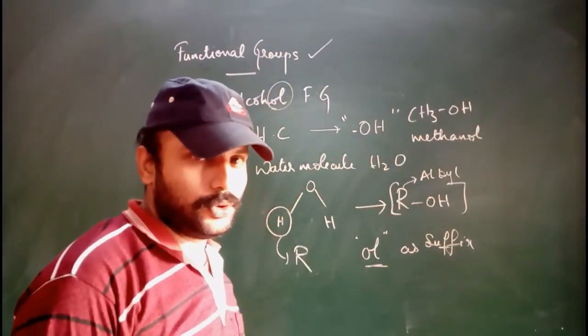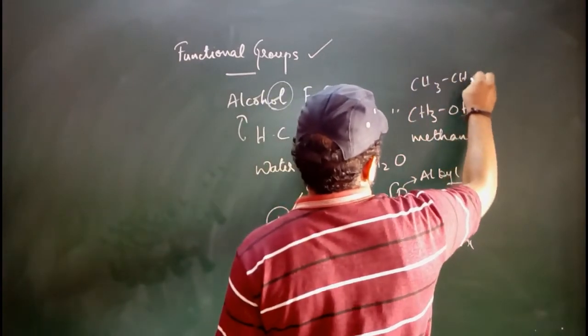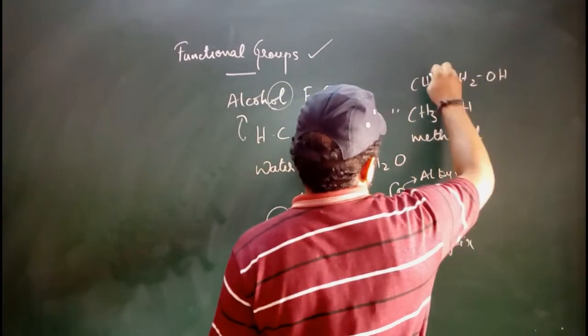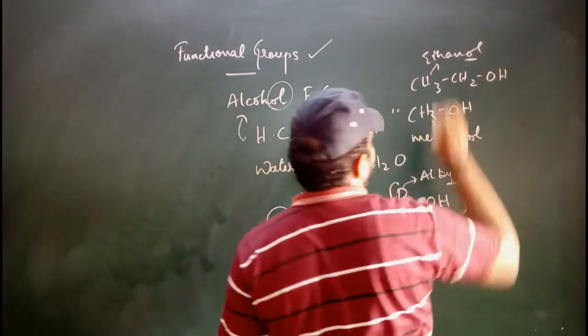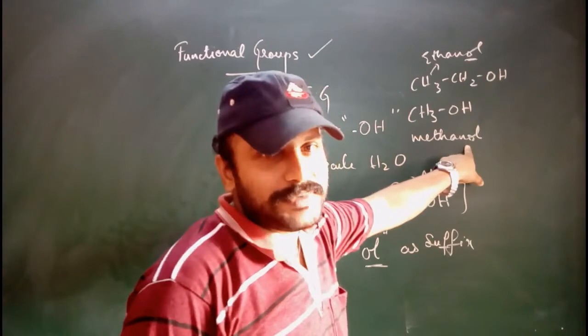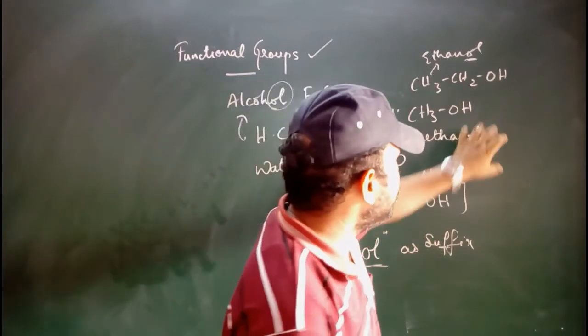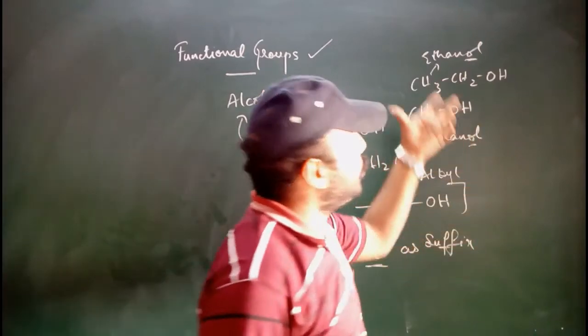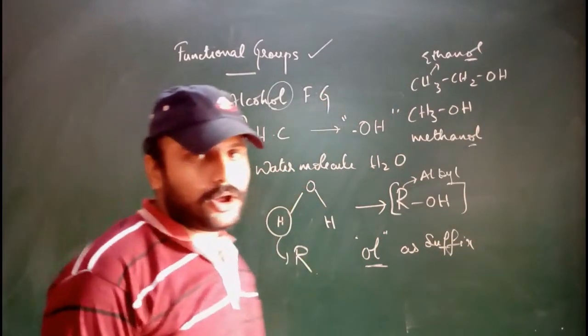Methanol. Okay, methanol. If I write CH3CH2OH, it is called as what? It is called as ethanol. So at the last, one letter will be removed. Methane means what is the E? Last letter E. I will remove the last letter. In that place I will write OL. So methanol, ethanol, propanol, like that it goes on. So that is about our alcohol functional group.